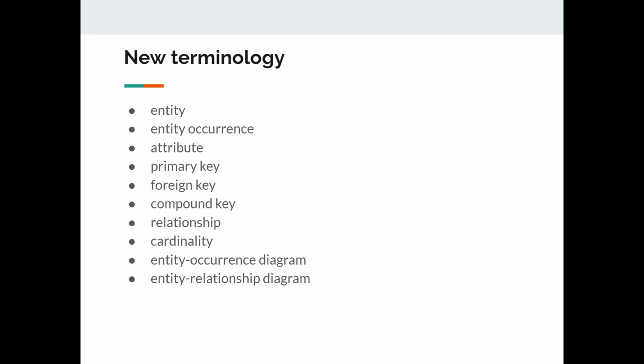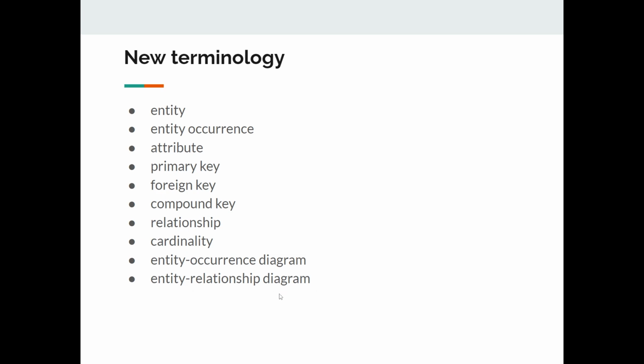At National 5 level, we spoke about things like records, fields, tables, these types of things. At higher level, we've got new terminology. Now, these are the technical terms that are used in the industry, the database industry, the computing industry. So an entity is a table, an entity occurrence is a record, an attribute is a field. Everything else you'll probably be aware of other than possibly cardinality, which we'll speak about later, and entity occurrence diagrams will be new, but you should be aware of entity relationship diagrams.